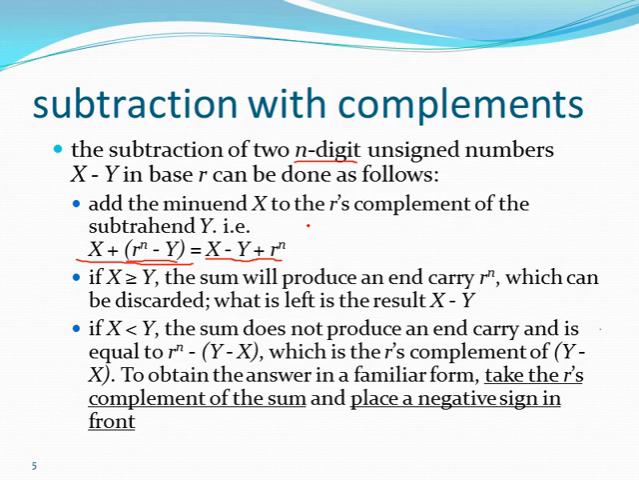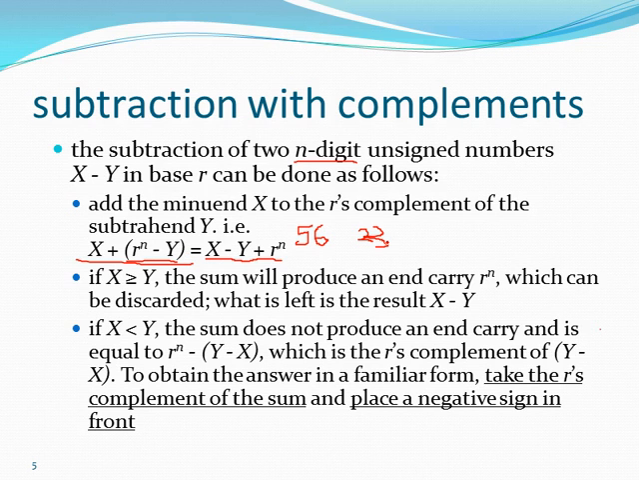What I mean by that is as follows. Suppose x is 56 and y is 23. Then instead of subtracting 23 directly from 56, we first calculate tens complement of 23 and then add it to 56. That's what this expression says.